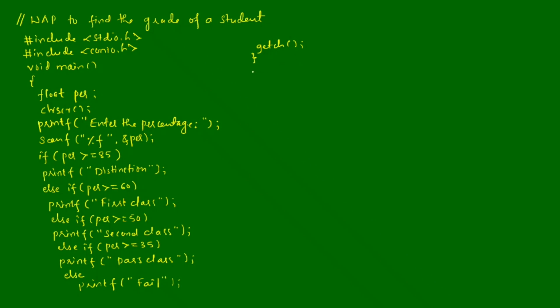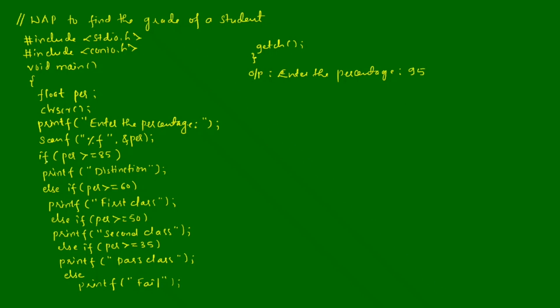Now, let us run this program and check out the result. Here I'm going to write output. Once we compile and run this program, it will ask the user to enter the percentage. So now I'm going to enter, for example, 95. Here you can check out PER is holding this value 95.